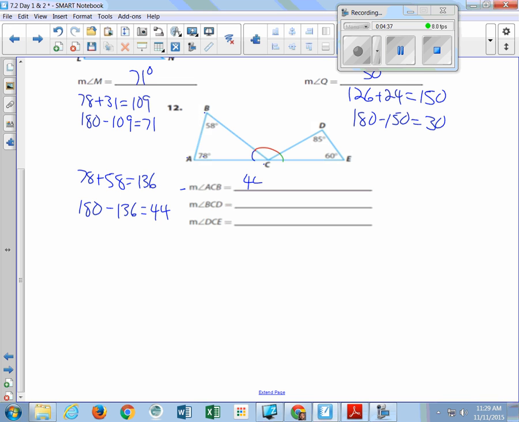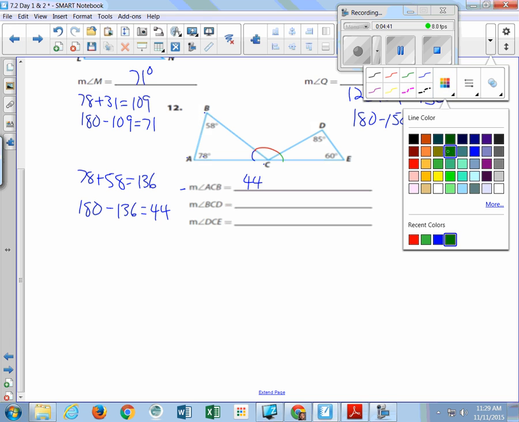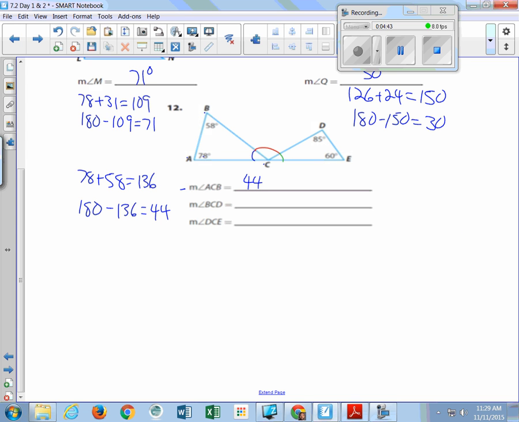Now I'm going to switch over to the green, to get the other interior angle. I'm going to do that by adding those two together, 85 and 60, to get 145. Subtract that from 180 and get 35. This one's 35 degrees.